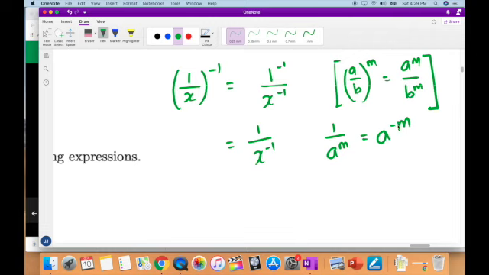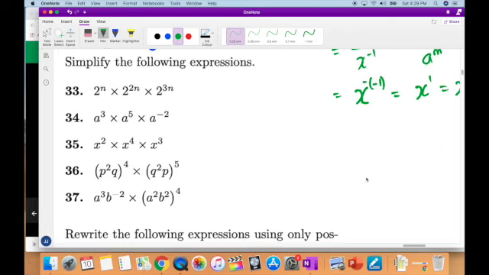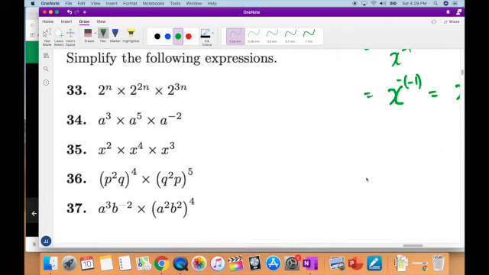Yes. Right. So when we bring the a up, we have to put a negative in front of the indices. So we could bring the x up, and this is the indice, but we have to put a negative in front of the indice. You understand that? Yes. And now that negative negative 1 is just x to the 1, which is x. You understand it now? Yes. Alright. Now these here, number 33 to 37, are super easy. So let's get it going real quick.